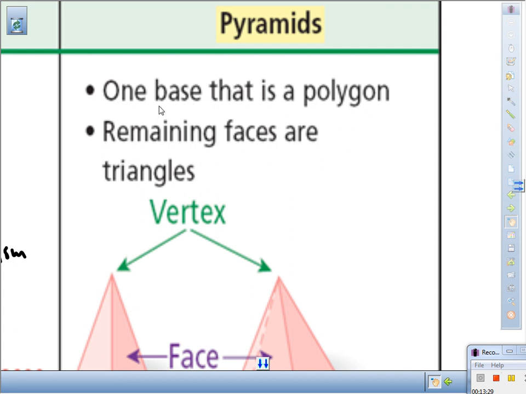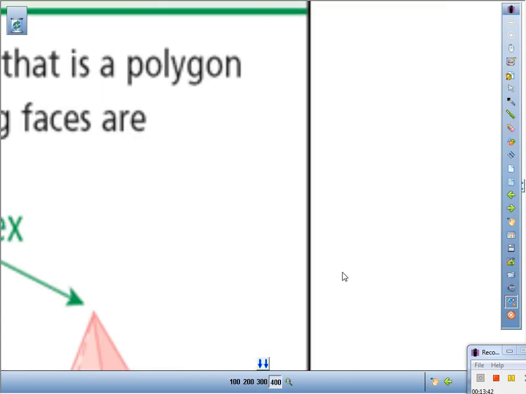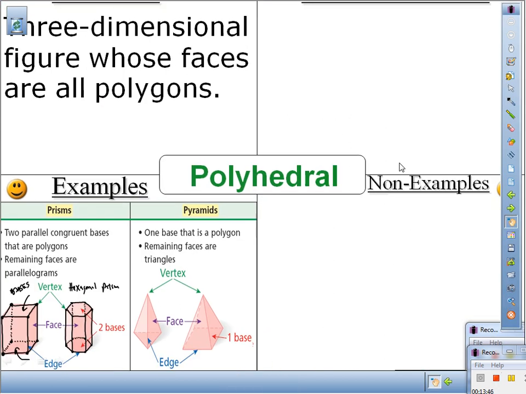What's so particular about pyramids? They have one base, and the rest of them are faces. How many bases? One. So, before we continue, look at the prisms and look at the pyramids. Talk to your neighbor, let them know what's the difference between one and the other. Go.